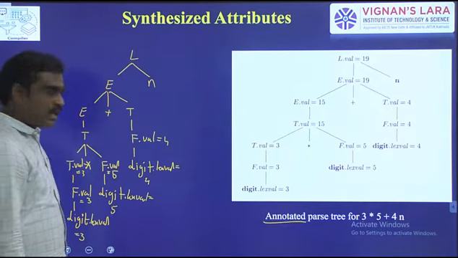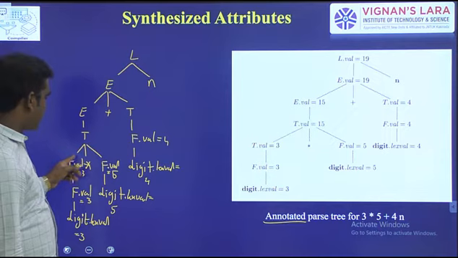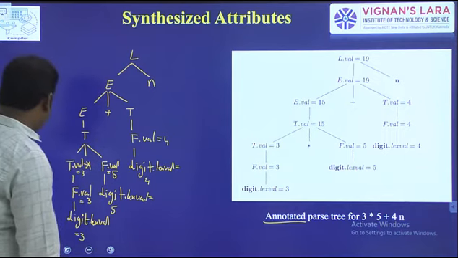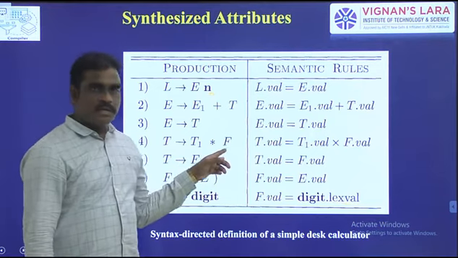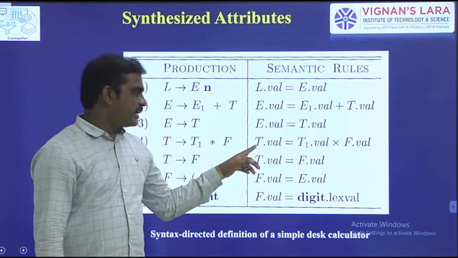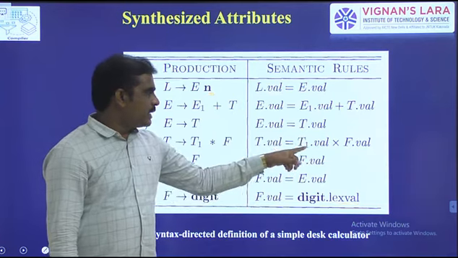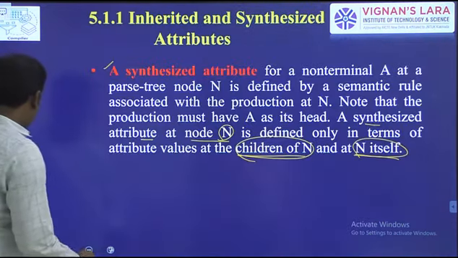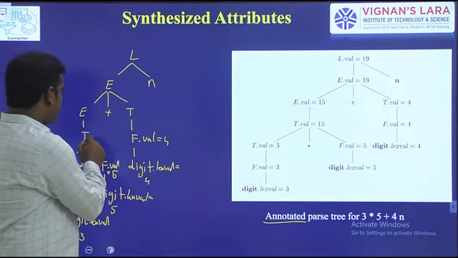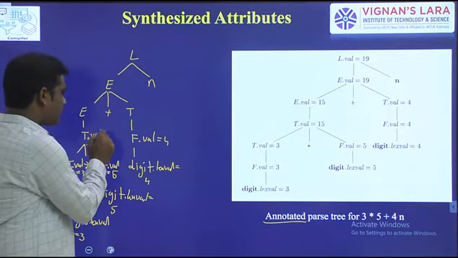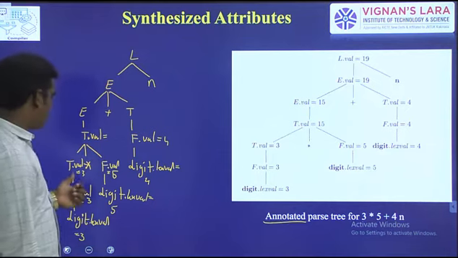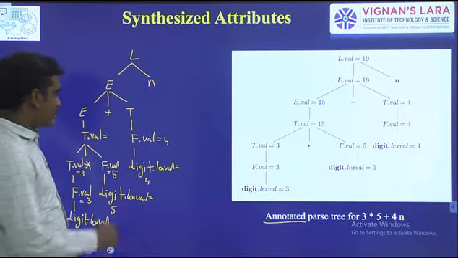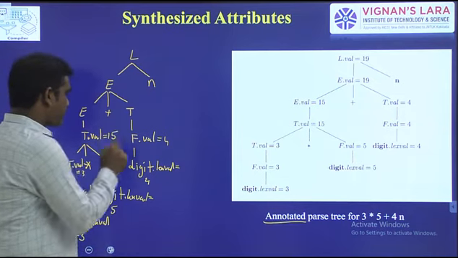Okay. Now the parent is T, that means the production is T to T star F. So how to compute the value? T.value equal to T.val into F.val. So T.value equal to T star F, nothing but 3 into 5. So this value is 15.